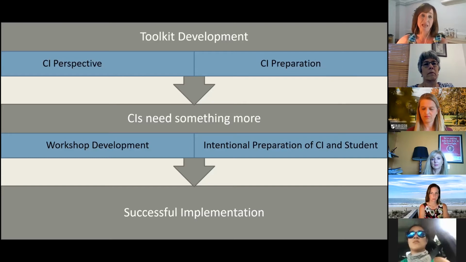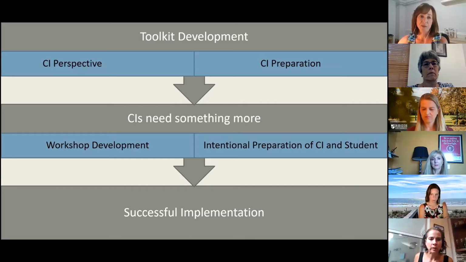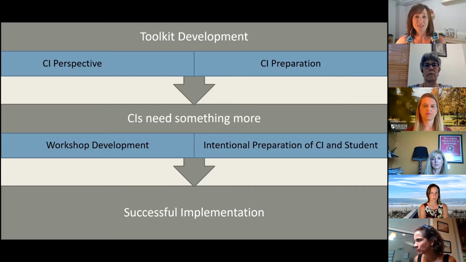So this was our plan. We had the toolkit. We realized they needed something more. So we settled on and implemented a workshop where we bring CIs together. We have them go through a workbook version of the toolkit and really create strategies that are specific to their setting. The other piece that we added was very intentional preparation of both the CI and the student. And then we're seeing things really take off at the local and regional level within Colorado.